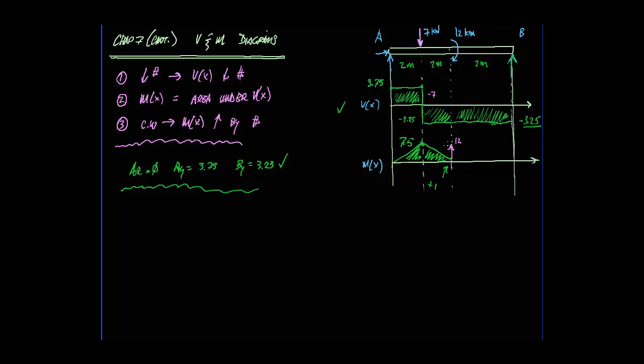Now that 12 is going to cause us to jump up by 12, so it's going to jump up to 13. How easy is that?